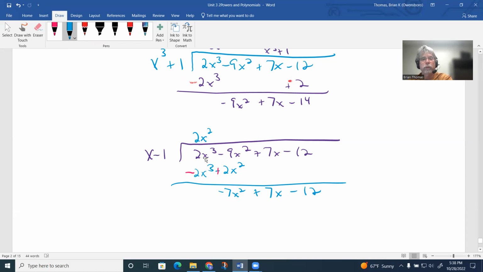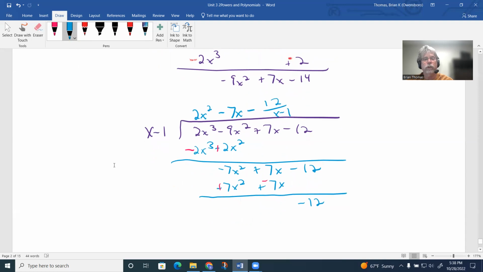So then we move into the next position. What times x gives me negative 7x squared? That's our question. So we're going to need a negative 7x. So it's going to give me a negative 7x squared plus 7x. So again, if we change our signs, this becomes a positive, this becomes a negative. So everything drops out except the negative 12. So now the degree is too small. So what we end up with is a remainder. So we put minus this 12 over this x minus 1, which becomes our answer to that.